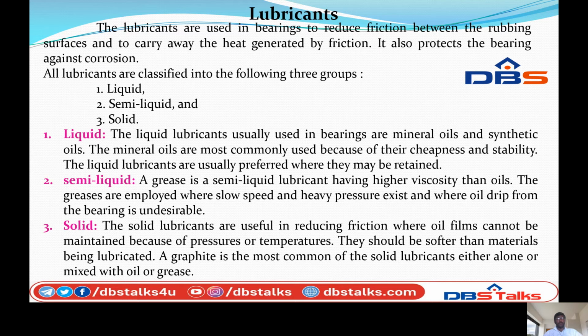Coming to the solid lubricants, solid lubricants are usually used for reducing friction where oil films cannot be maintained because of the pressures or temperatures. They should be softer than the material of the bearing being lubricated. Graphite is the most commonly used solid lubricant, either alone or mixed with oil or grease. So these are the lubricants used in bearings in liquid, semi-liquid and solid states.